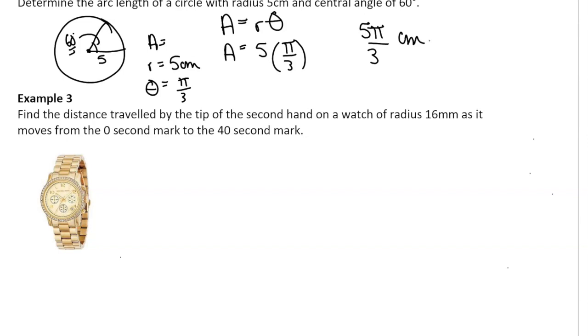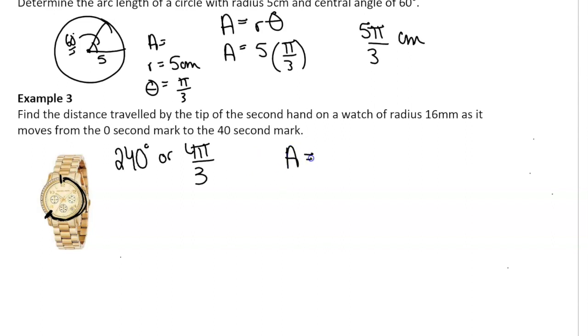Taking a look at the next example, it says find the distance traveled by the tip of the second hand of a watch with a radius of 16 millimeters as it goes from 0 to 40 seconds. The key here is that from 0 to 40 seconds, that's 2/3 of a full rotation around. In other words, we want to find what would be 2/3 of a full circle. If you want to still think in degrees, that's 240 degrees. And if you converted that to radians, that would be 4 pi over 3 radians.